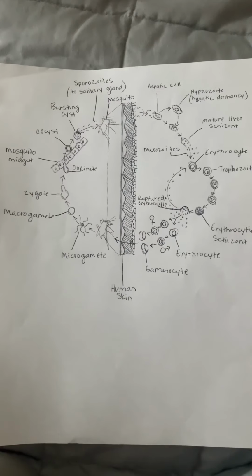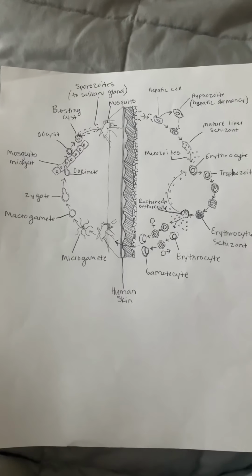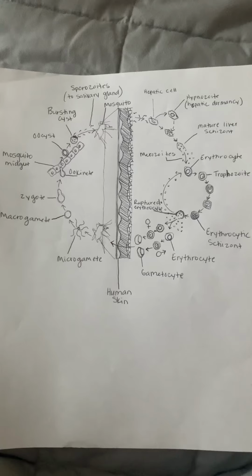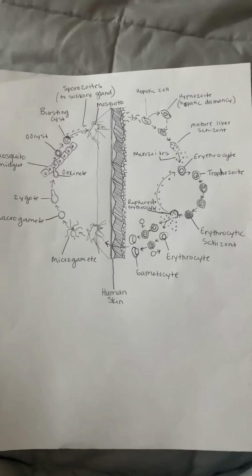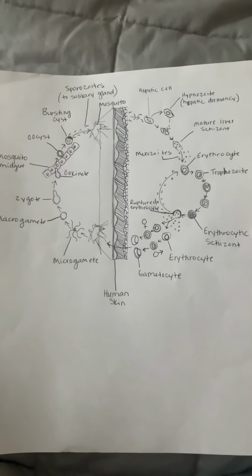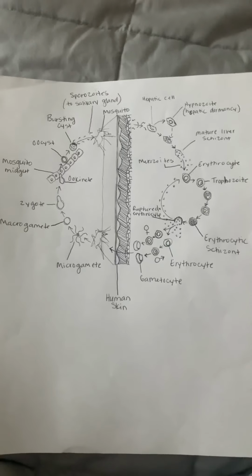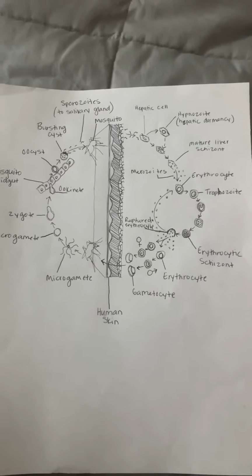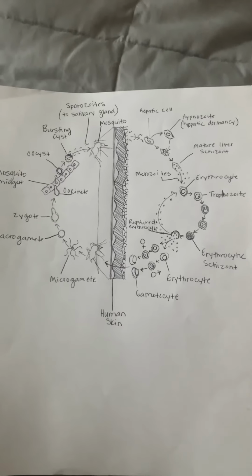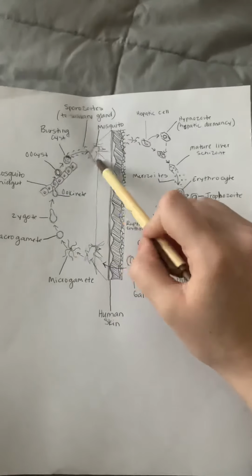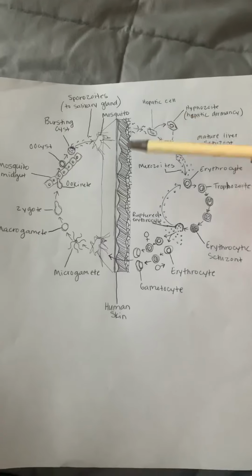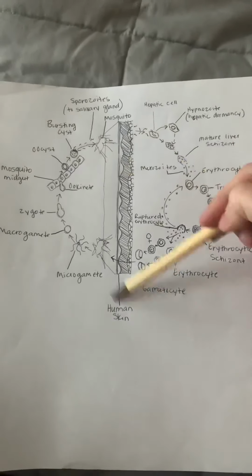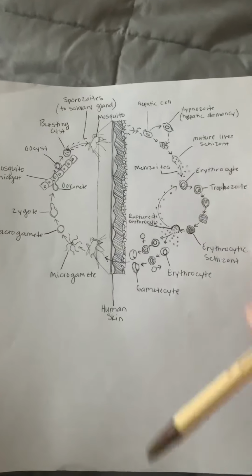So let's get started. Today we are talking about the life cycle of Plasmodium, which is a parasitic protozoan genus, class of sporozoa, which causes malaria. How does it do this? Well, the malaria parasite life cycle involves 2 hosts, an Anopheles mosquito and a human. And for the purpose of this diagram, I have just drawn a slice of human skin here.